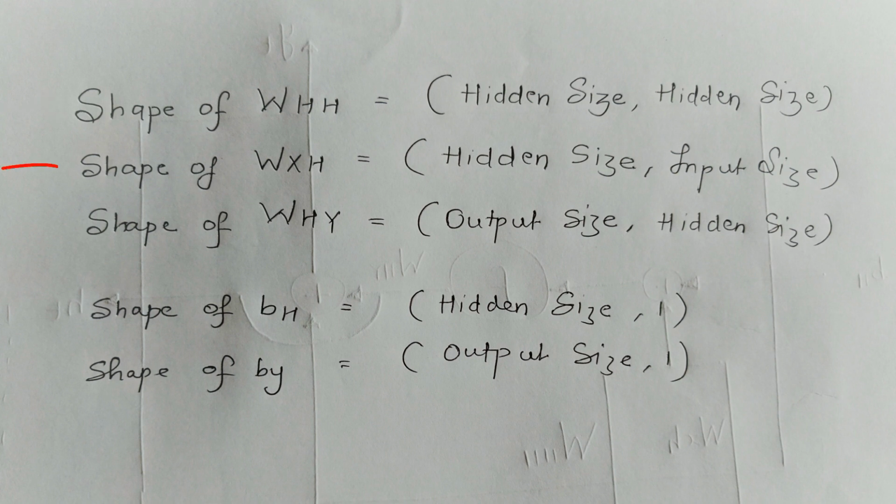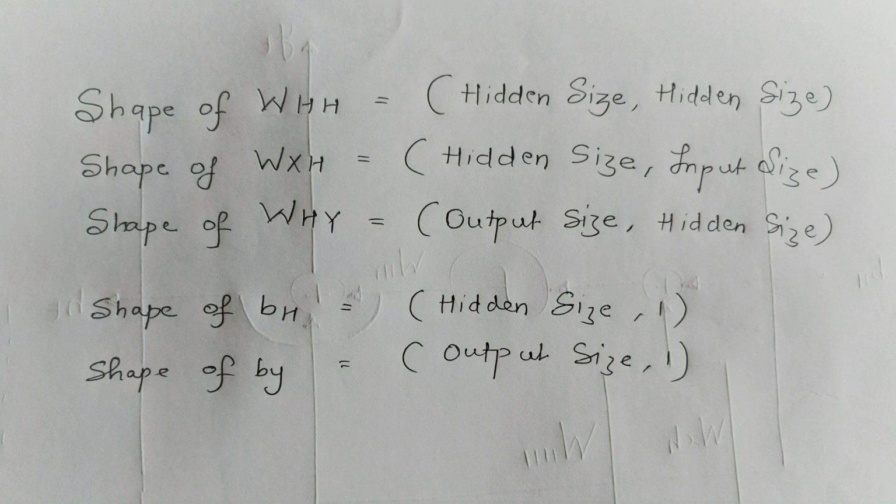The next matrix that I want to talk about is WXH, the matrix connecting the input layer to the hidden state. The size of this matrix is hidden size comma input size. So if your hidden size is 2 and your input size is 20, then your WXH matrix would be 2 comma 20. Next up we have the WHY matrix. These are the weights that connect my hidden state to the output state. The shape is output size comma hidden size. So if your output size is 2 and your hidden size is 3, then the shape of the WHY matrix would be 2 comma 3.